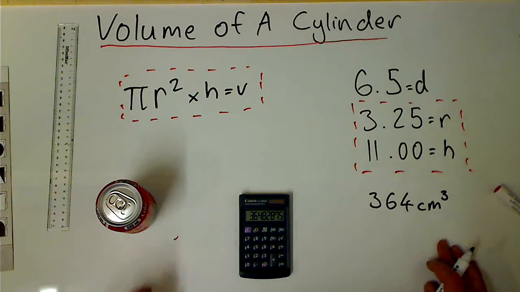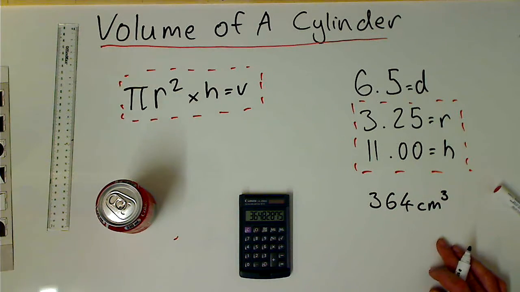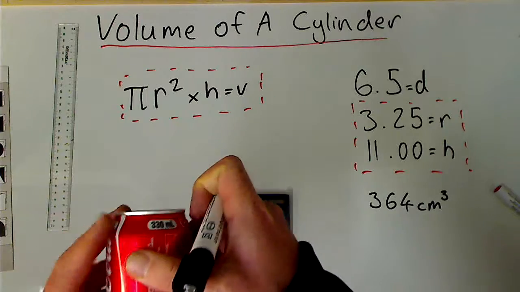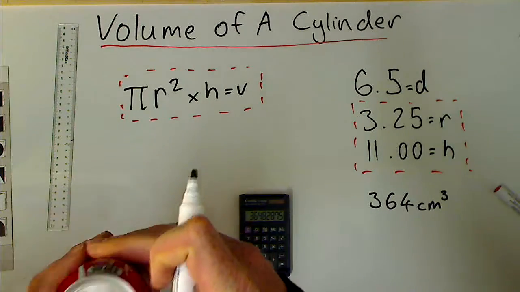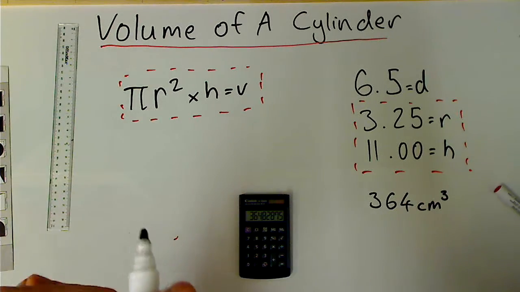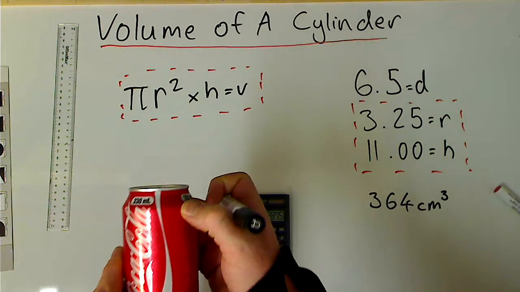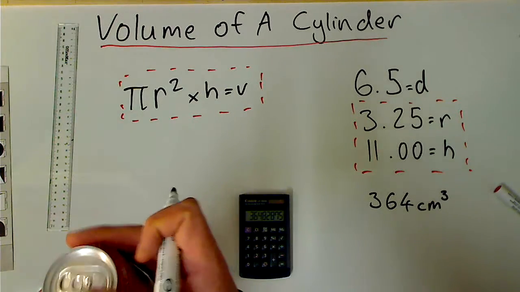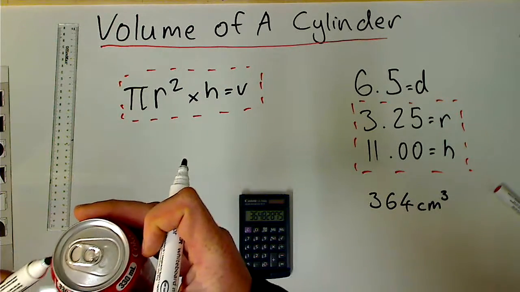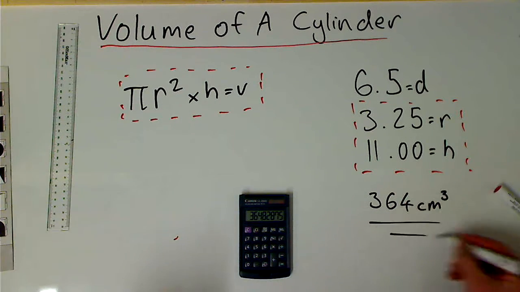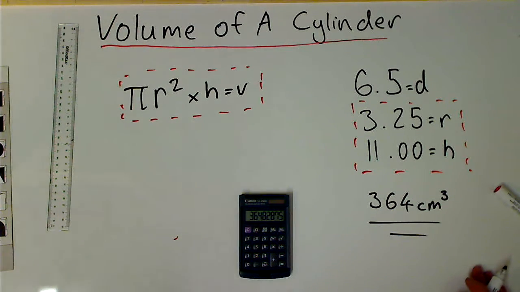Now this can says it's 330 mils. So we have a little bit over, but that's kind of expected because the can bows in and has a different shape there and at the bottom. I imagine the Coke actually starts about three quarters of the way up, not full to the brim. But that is a good answer to the volume of this Coke can.